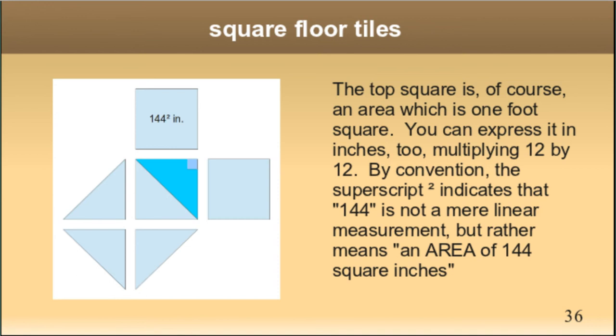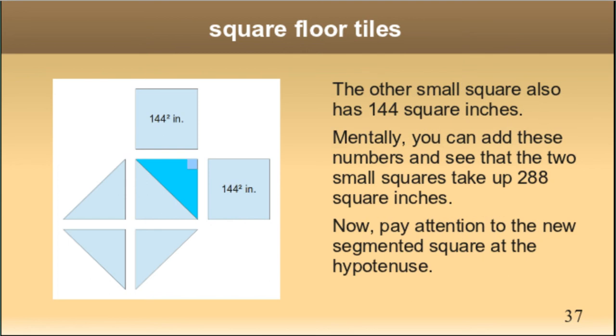The top square is an area which is 1 foot square, and you can express it in inches too, multiplying 12 by 12. And by convention, the superscript 2 indicates that 144 is not a mere linear measurement, but rather means an area of 144 square inches. The other square also has 144 square inches, and mentally you can add these numbers and see that the two small squares take up 288 square inches.